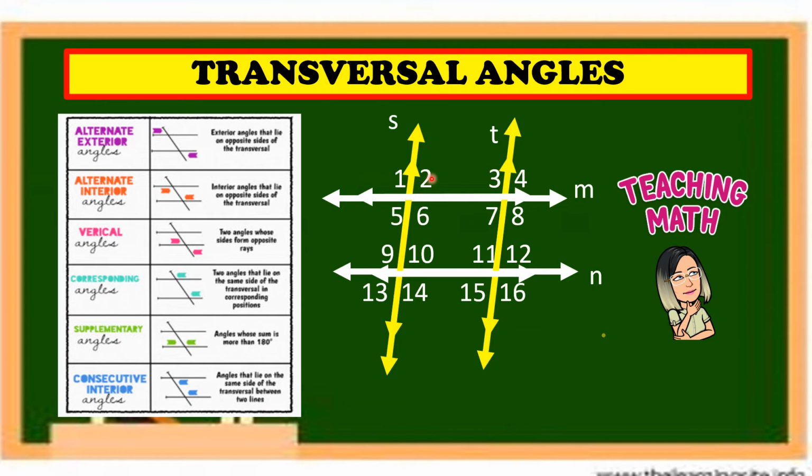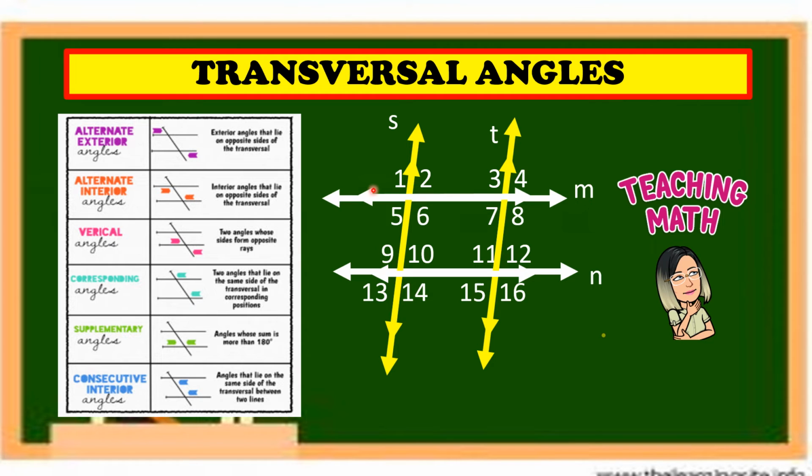We have the alternate interior angles. Angle 2 and angle 7, angle 3 and angle 6. We have the alternate exterior angles. Angle 1 and angle 8, angle 4 and angle 5. We have the vertical angles. Angle 1 and angle 6, angle 2 and angle 5, angle 3 and angle 8, angle 4 and angle 7.